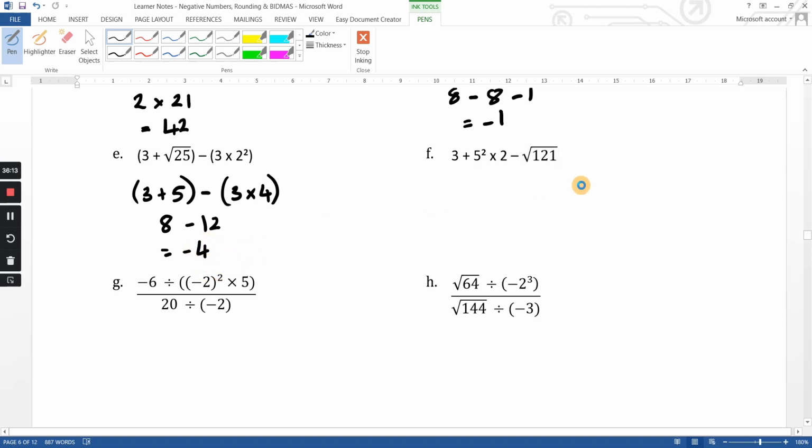Part F. I've got a couple of indices in here, so let's do 5 squared, which is 25, minus square root of 121, which is 11. Now I've got multiplication here. 25 times 2 is 50, so it's 3 plus 50 minus 11. 3 plus 50 is 53. Take away 11 is 42.